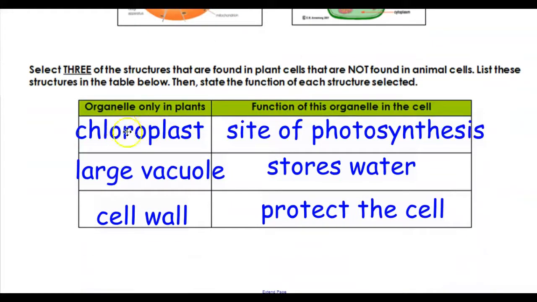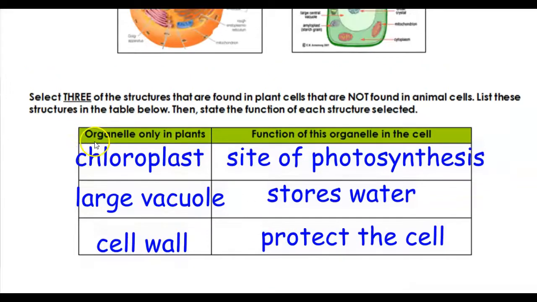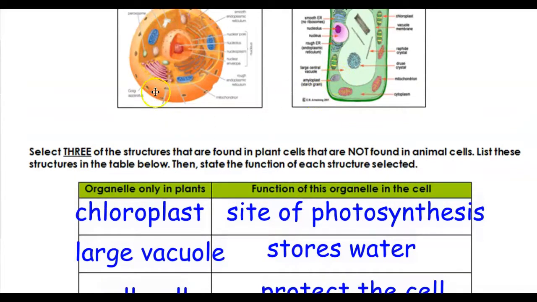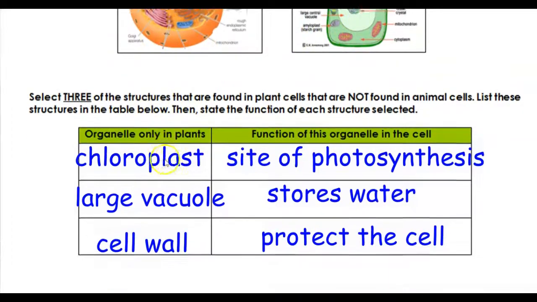So plants only have chloroplasts. That's photosynthesis. Plants only have larger vacuoles to store water. They can't move to get water because they have cell walls, a protective strong outer layer that prevents them from being able to move. So plants are different than animals because of the structures actually in the cells.